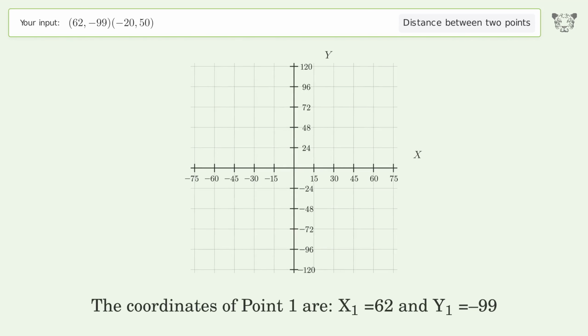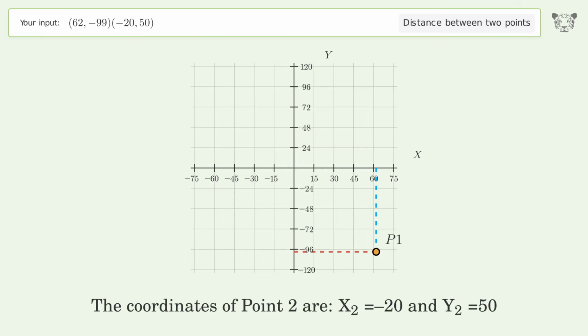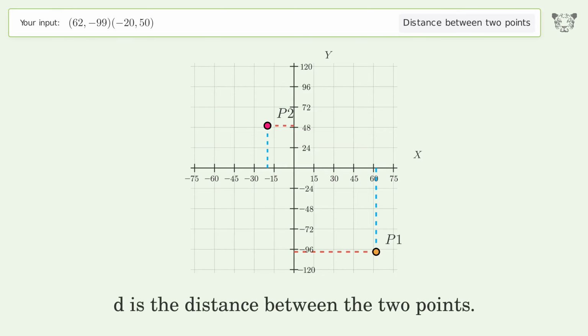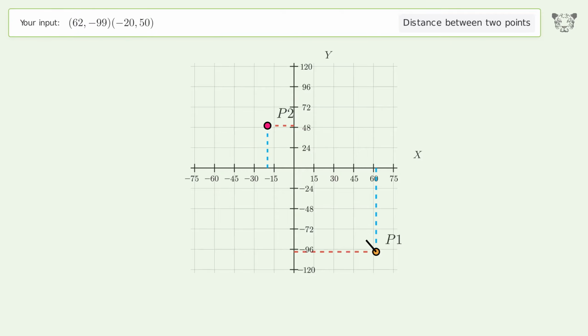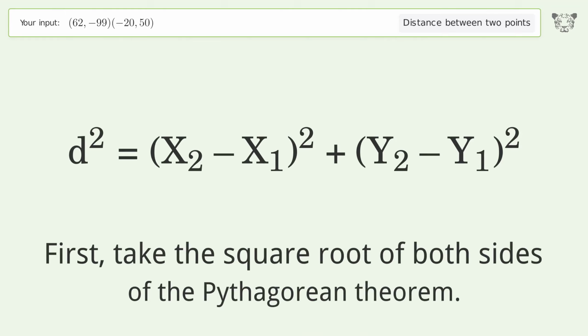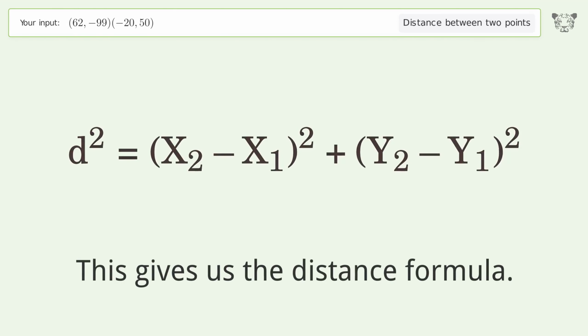The coordinates of point 1 are x1 equals 62 and y1 equals -99. The coordinates of point 2 are x2 equals -20 and y2 equals 50. D is the distance between the 2 points. First, take the square root of both sides of the Pythagorean theorem. This gives us the distance formula.